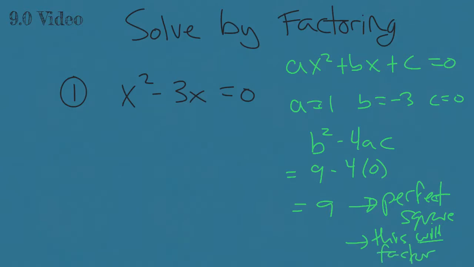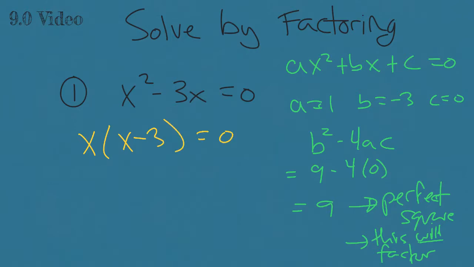So let's do it. Let's factor this. x squared minus 3x equals 0. Well, of course it factors because it's the greatest common factor. It's a GCF problem. So I factor out x. We got x times x minus 3 equals 0.